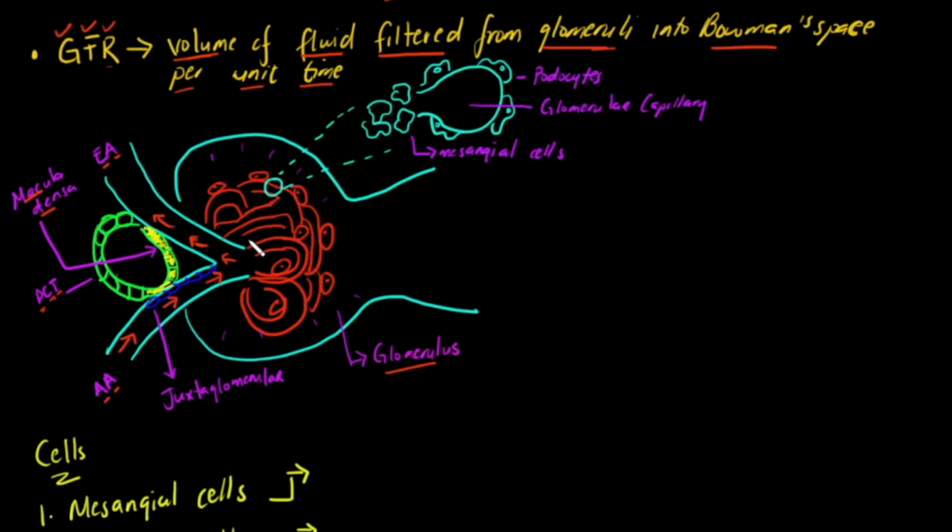Now, before we move more into the glomerulus, you can see these cells that line mainly the afferent arteriole, although you still find them in your efferent arteriole. This is what we call the juxtaglomerular cells. Again, we'll touch on it very soon.